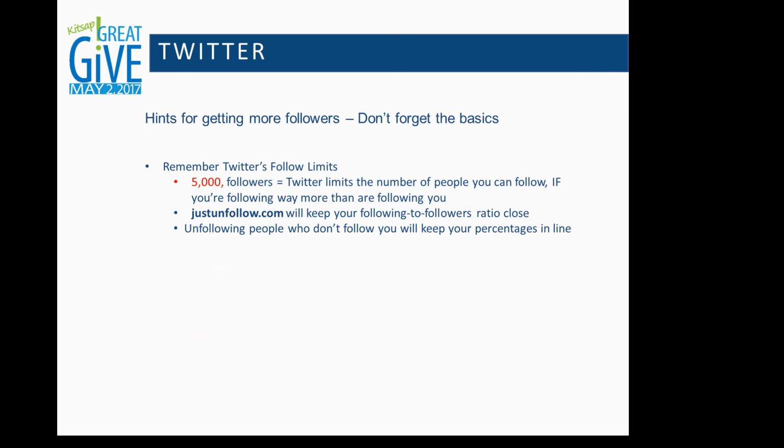So I talked about this last year, and since last year they've changed the rules. That's why I've got 5,000 in red. Twitter has follow limits, and the follow limit used to be much lower. Now it's 5,000. So if you're following way more people than are following you, Twitter will randomly drop people off your account. And it may not be the people that you want to be dropped.